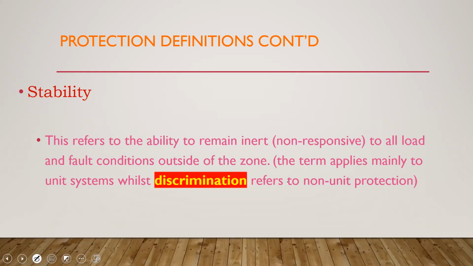So in the time-dependent systems, we refer to that as discrimination, which I mentioned before. And then stability says, listen, don't operate if it doesn't concern you. So if I have a differential system protecting my transformer, and there's a fault on my line, the fault on the line has nothing to do with the transformer. So the differential on the transformer must ignore the fault. That's basically what we're saying. All right? So that's stability.